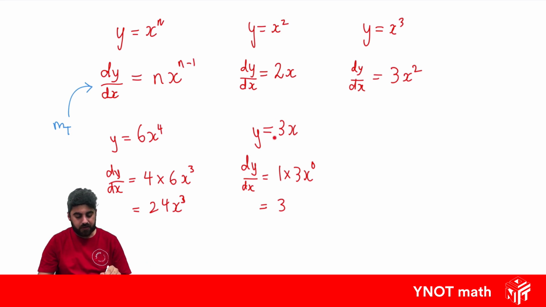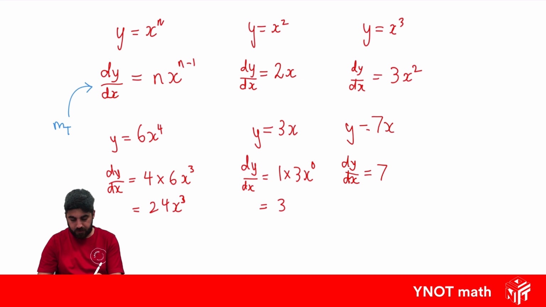And what you'll find is if we have a number or a constant multiplied by our variable, the derivative is just the coefficient of that variable. So if we have y equals 7x, the derivative is just simply 7. So as a general rule, if we have y equals ax, where a is a constant, our derivative is just going to be a.